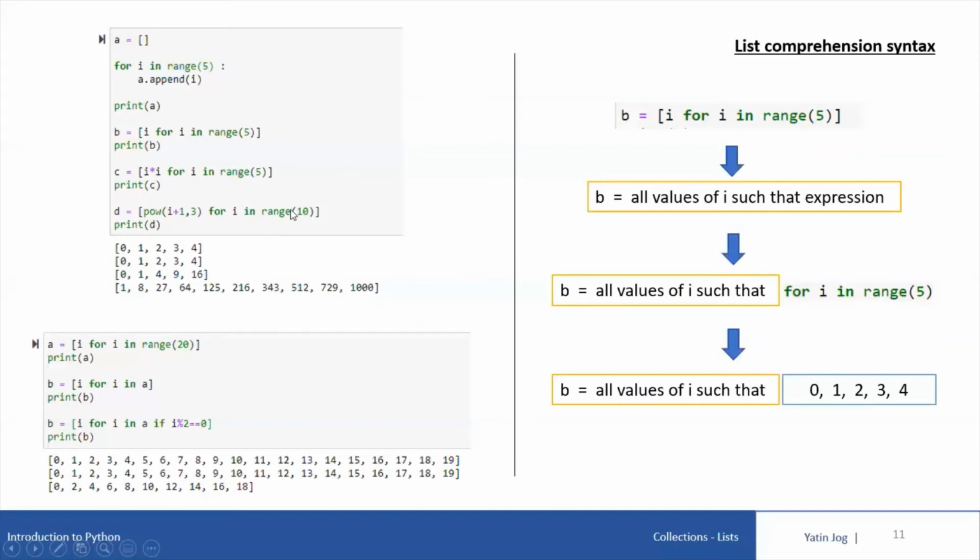So in that case, I'll call the power function and pass two values: x raised to I plus 1, comma 3. So 3 indicates cube, and when I say I plus 1, it will take all the values between 1 to 10, because I is ranging from 0 to 9, plus 1 means 1 to 10. So it is storing cubes of all the values between 1 to 10 in the list variable D.